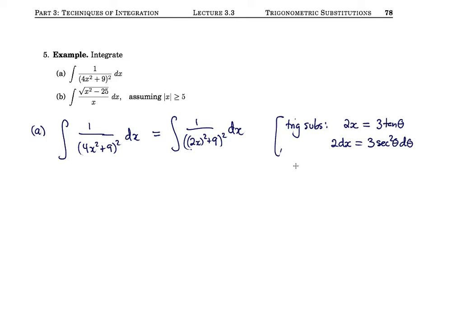And how does the integrand simplify? Well, what we originally had was a 2x squared plus 9 in the denominator. 2x we replaced with a 3 tan theta. So that's plus 9. So we can factor out a 9 from each piece. That becomes a tan squared plus 1. And tan squared plus 1 is a secant squared, using that identity on the previous page. So what's inside the square of the denominator can simplify right down to a 9 secant squared theta.